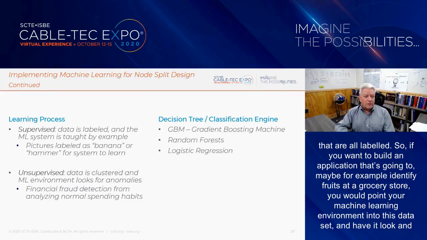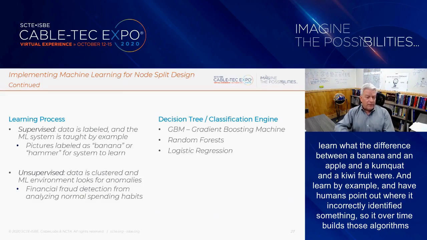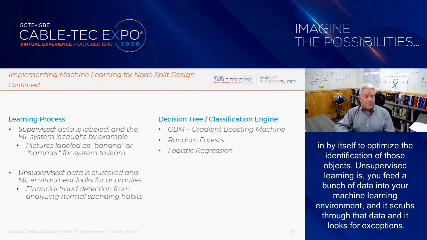are all labeled. So if you want to build an application that's going to, for example, identify fruits at a grocery store, you would point your machine learning environment into this data set and have it look and learn what the difference between a banana and an apple and a kumquat and a kiwi fruit were, and learn by example, and have humans point out where it incorrectly identified something, so over time it builds those algorithms in by itself to optimize the identification of those objects.